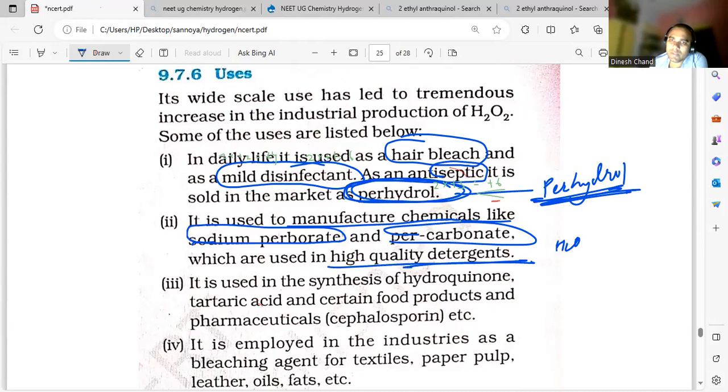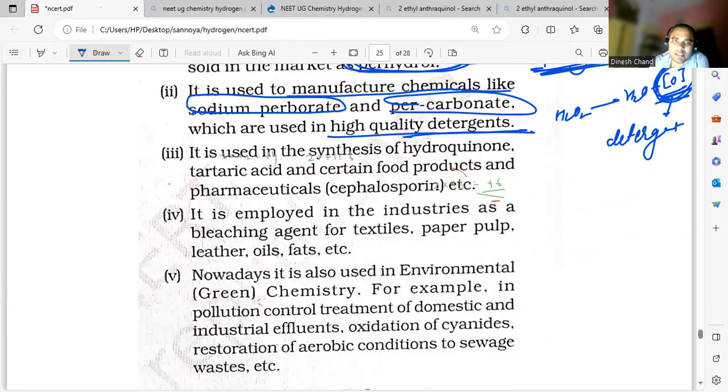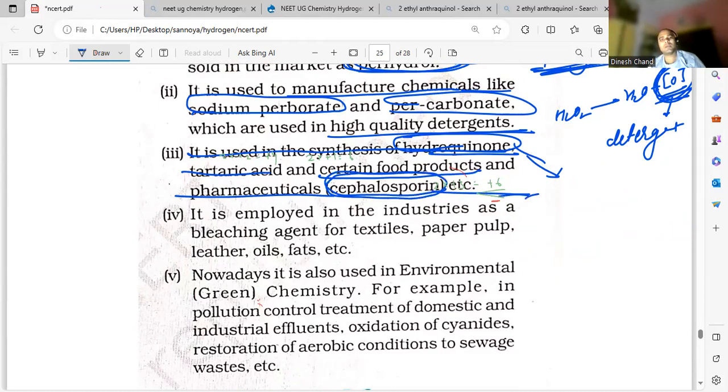Because H2O2 converts into H2O and also gives nascent oxygen, and this nascent oxygen is highly reactive, it acts as a detergent. Next, it is used in the synthesis of hydroquinone, which is a medicine. It is also used in the preparation of tartaric acid, certain food products, and pharmaceuticals. Cephalosporin is one chemical, which is a medicine, made using it. It is employed in industries as a bleaching agent for textile, paper pulp, leather, oil, etc.